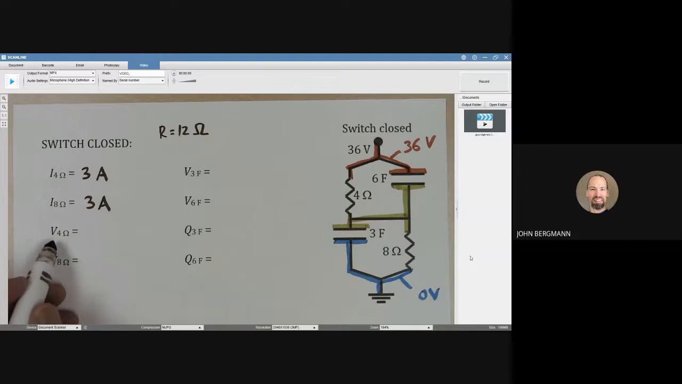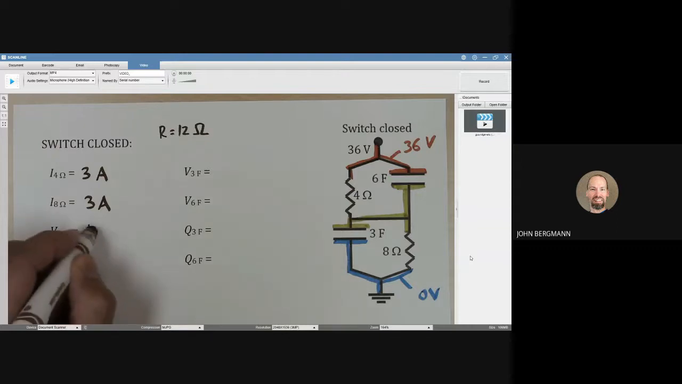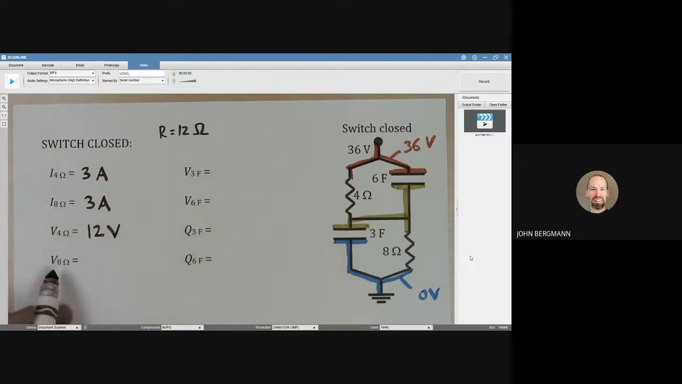The voltage across the 4 ohm resistor is going to be I, 3 times 4. So that's 12 volts. The voltage across the 8 ohm resistor is going to be I, which is 3, times R, which is 8. So that's 24. And look at that. There are your 36 volts dropping from the top of the circuit to the bottom. It drops 12 at first, and then it drops the final 24.